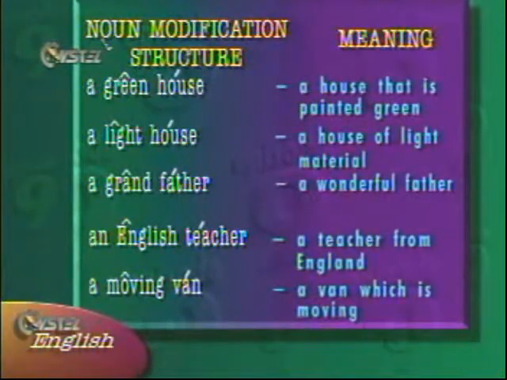A greenhouse is a house that is painted green. A lighthouse is a house of light material. A grandfather is an exceptionally good father or a wonderful father. An English teacher is a teacher from England. And a moving van is a van which is moving. Do we ever make our students realize how important stress is in putting across meaning? Well, if we don't, this episode will certainly encourage us to do so.